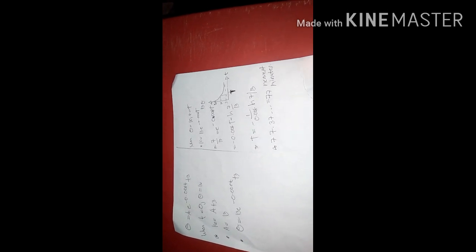10 equals 13 e to the power of minus 0.008 T, so e to the power of minus 0.008 T equals 7 over 13. If I take the natural log of both sides, I'm going to have minus 0.008 T equals the natural log of 7 over 13. So T equals minus 1 over 0.008 times the natural log of 7 over 13.